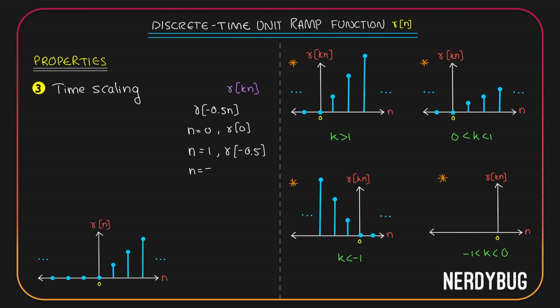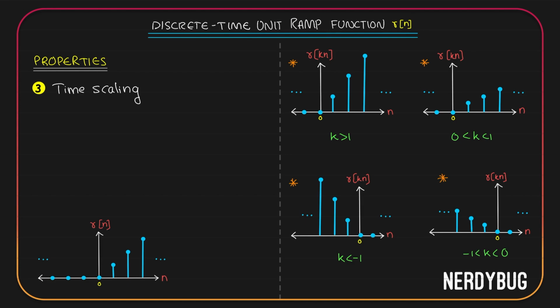Let's take n equals minus 1. Then it will be r of plus 0.5. At n equals minus 2, you will get r of 1. So this is time reversed and it has gotten slower. 0.5 is only now coming at minus 1. 1 is only coming at minus 2. So our graph will look like this.